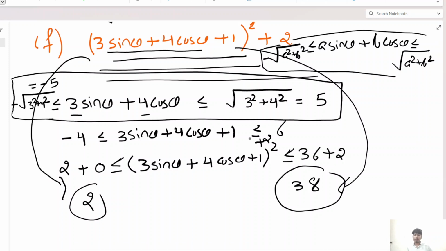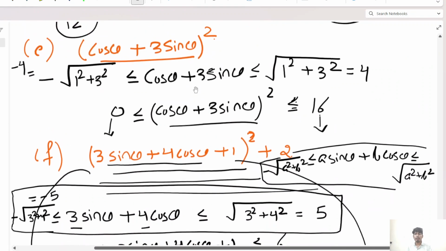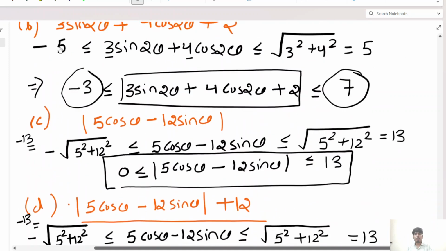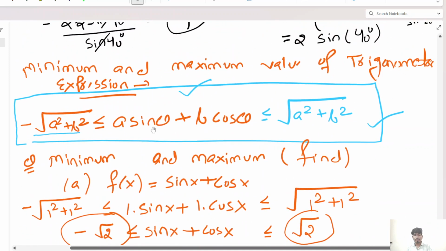So thank you students. In this video, we did this f part, and the same identity we used in this lecture. This is our most important identity, that is a sin theta plus b cos theta is less than or equal to under the root of a square plus b square and is greater than or equal to minus under the root of a square plus b square. This is the most important identity.